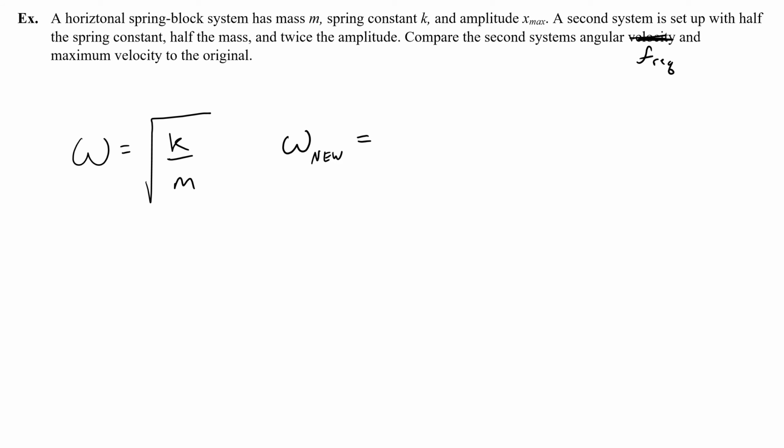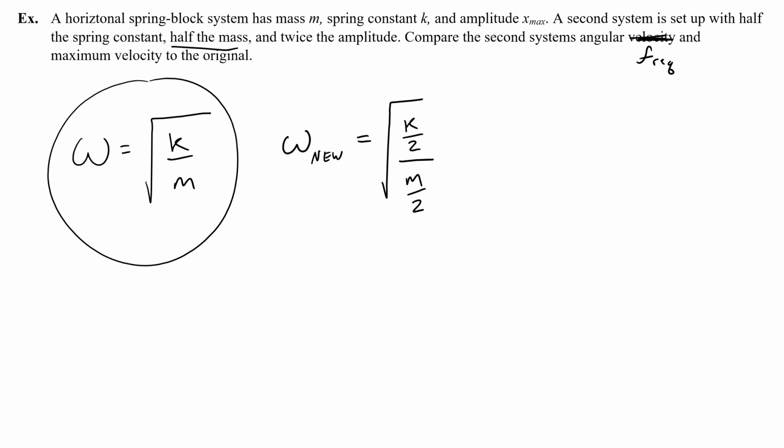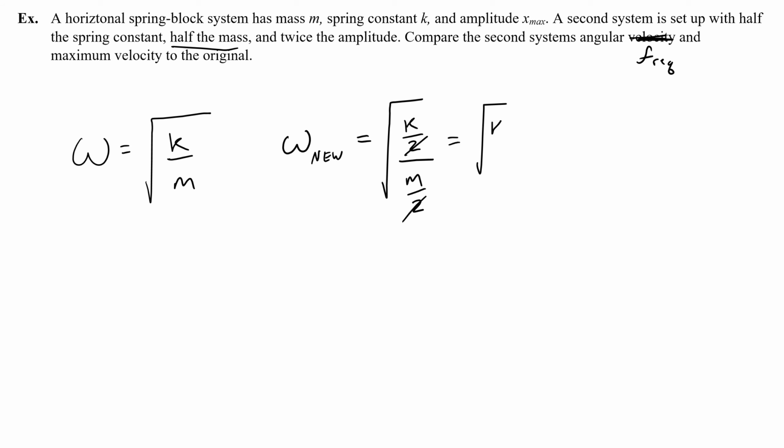Okay, so if I'm going to half the spring constant, then on top I'm not going to have k, but I'll have k over 2. And if I half the mass, then on bottom I'm not going to have m, I'm going to have m over 2. And then I double the amplitude. Well, the amplitude's not a part of this equation at all, so that doesn't change anything. And actually it works out that because we halved both the spring constant and the mass, the new angular frequency is not changed at all. So that's how they would compare.